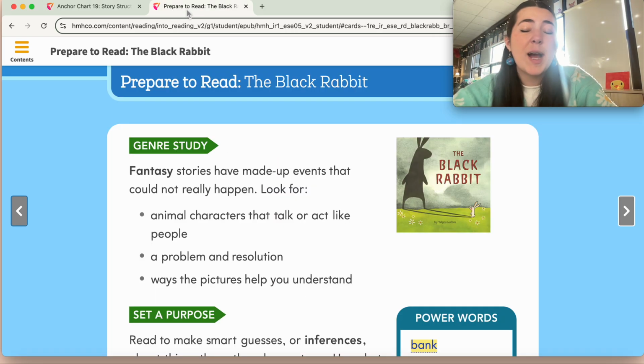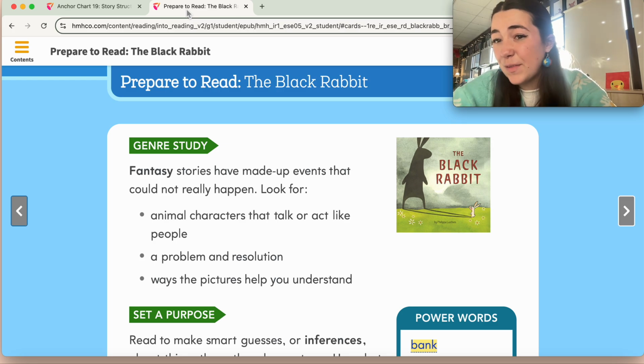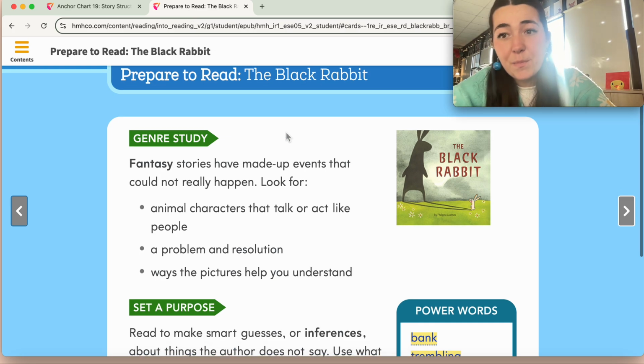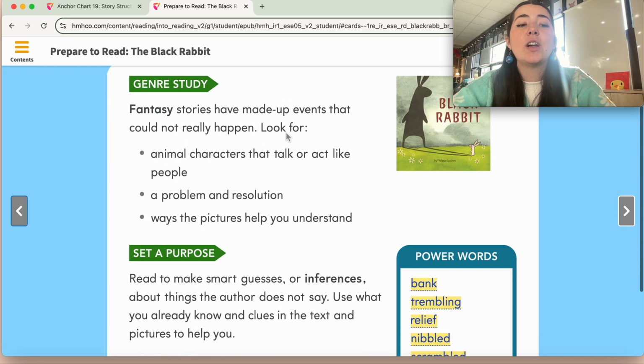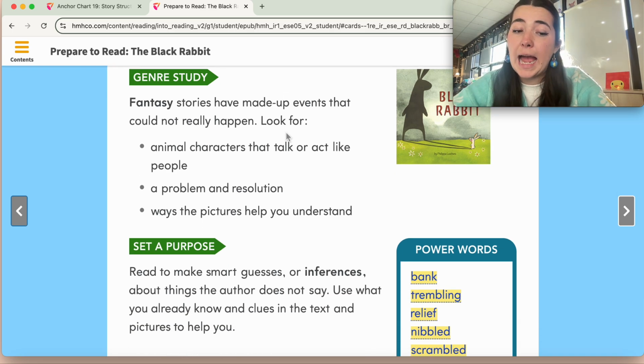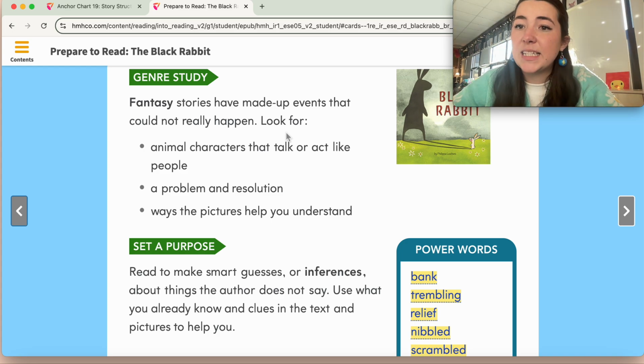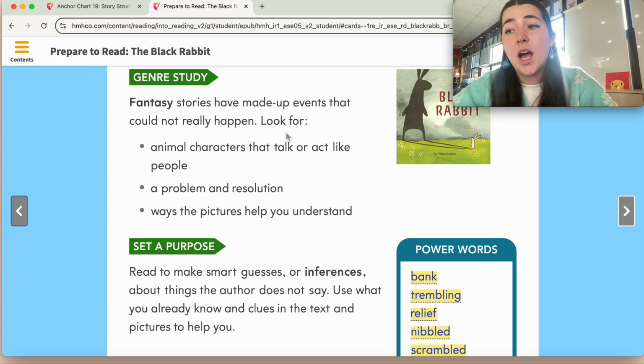So, luckily, we are reading the same fun story today that you are kind of already familiar with. This story is called The Black Rabbit. We read it yesterday. It's a fantasy story. That means it has made-up events that couldn't really happen. We're going to be looking for animal characters that talk or act like people. So remember, that means that it's a fiction story because it couldn't really happen because animals can't really talk. So it can't be a real story because we've got rabbits that talk, right? It's got a problem and a resolution, which we're going to be looking for today when we're reading. And then we're going to be looking at the pictures to help us understand the story.